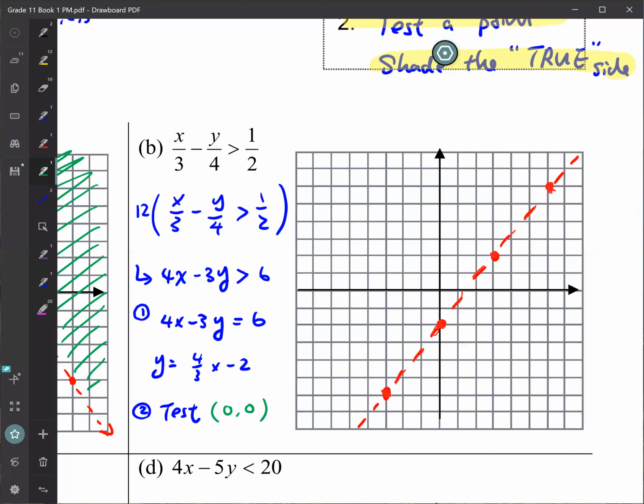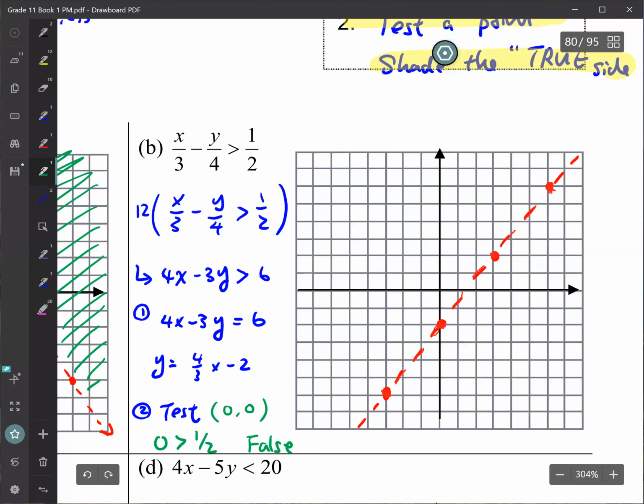It's false. It's false because 0 does not equal -2. The question doesn't have equal. What does the question say? Greater than. Okay, so 0 is not greater than -2, so it's false.